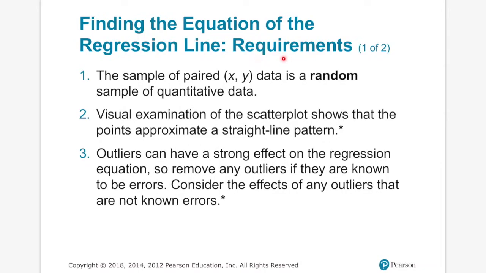The requirements for finding the regression line: 1. The sample paired x-y data is a random sample of quantitative data. 2. We need to look at the scatter plot of the sample data and see if the points approximate a straight line pattern. 3. Outliers can have a strong effect on the regression equation, so remove any outliers if they are known to be errors.